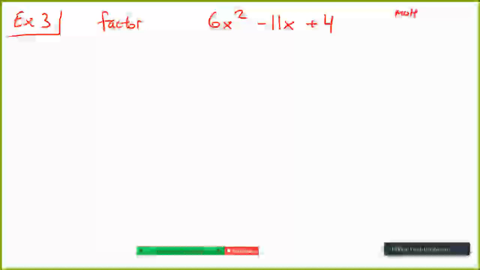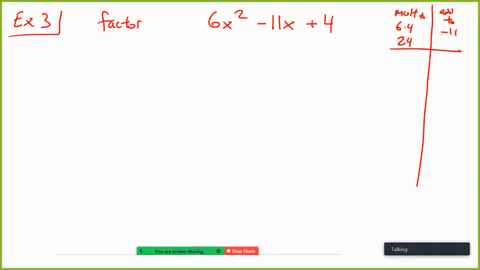So we make our lists that multiply to 6 times 4, 24, and adds to negative 11. One times 24, 2 times 12, 3 times 8, 4 times 6, and that's the end of our list. So now you look at those, like the list of multiplications, and see which one has a space between them, a difference of 11.